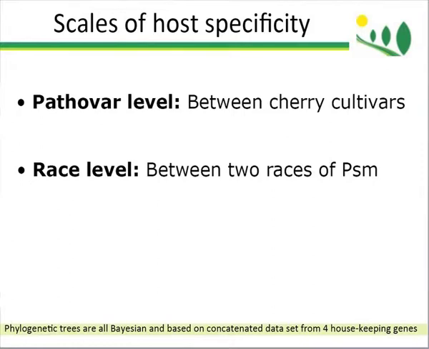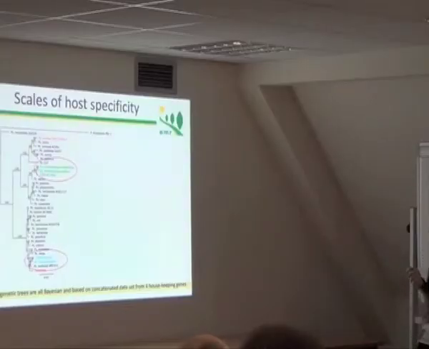At the race level, so this is between the two Pseudomonas syringae pv. morsprunorum races which show differential virulence on particular host cultivars. However, these two groups of strains, although they've been classified as the same pathovar, it's clear from this phylogeny that they are very distinct organisms and phylogenetically unrelated.